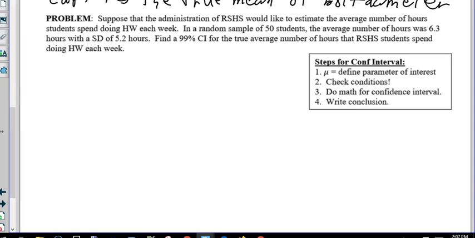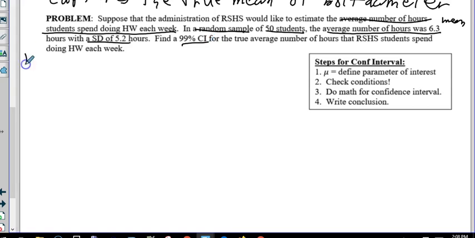Okay, similar idea. Suppose the administration of RISHS would like to estimate the average number of hours students spend doing homework. So that's going to be what we're researching. In a random sample, that's important, 50 students. The average number was 6.3. Remember, that's mean. Okay? With an SD of 5.2. We want a 99% confidence interval.